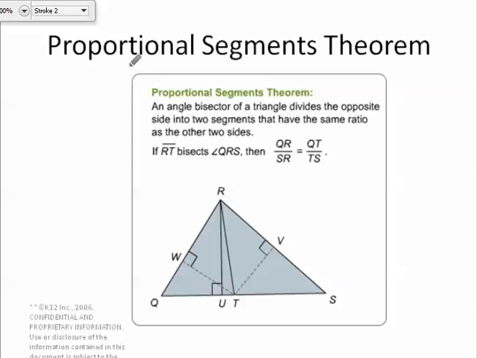This one says proportional segment theorems. It says an angle bisector of a triangle divides the opposite side into two segments, and these two segments have the same ratio as the other two sides. This one is quite interesting and very, very useful.